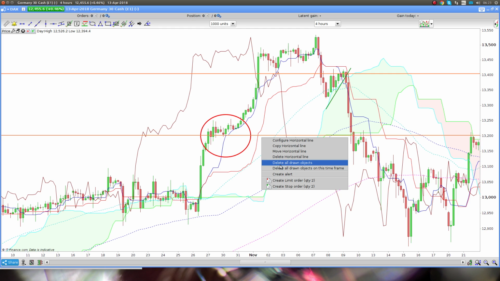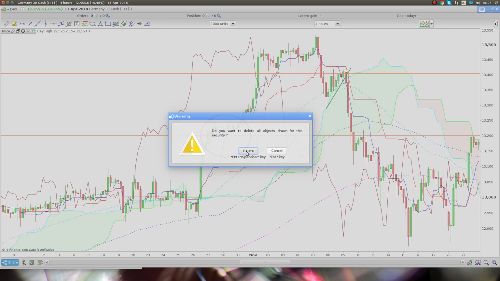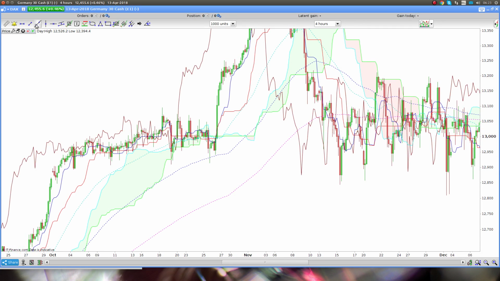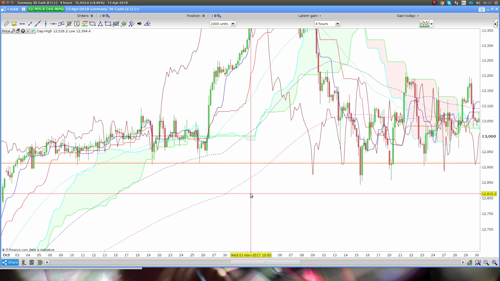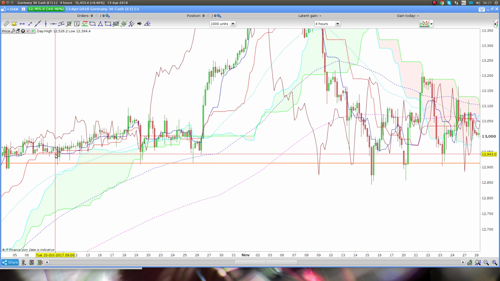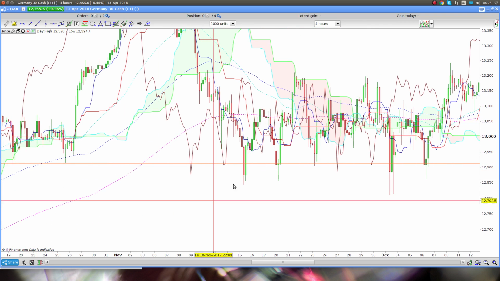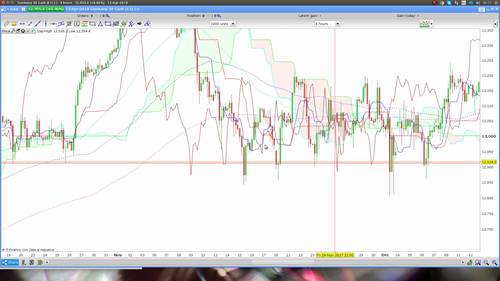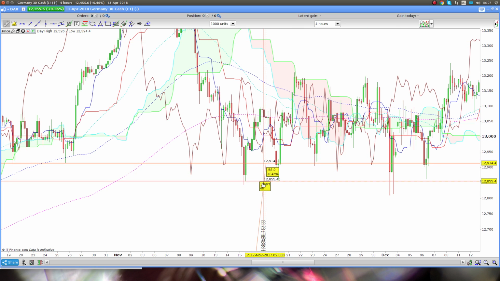Let's just delete everything because it's going to get messy if we don't. Okay, so here is another level here. Now, here is a very important thing. So this level here has been touched a number of times, but you can see how far we break past this level. And this is just to show you that the levels are not an exact science.